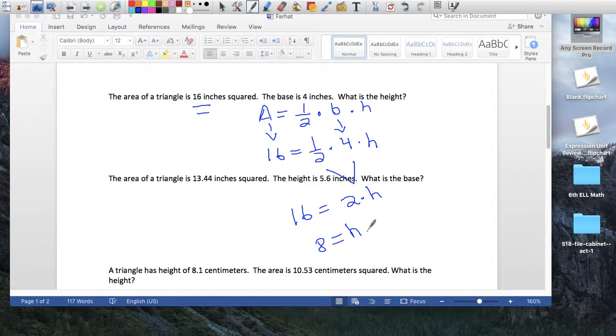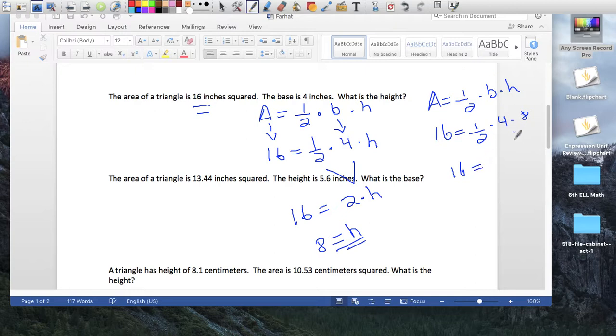To check, you can substitute. Go back to your original equation, half times base times h. Let's see if it's really true. The area is 16, half, base was 4, and the height we just found was 8. So 16 stays the same.